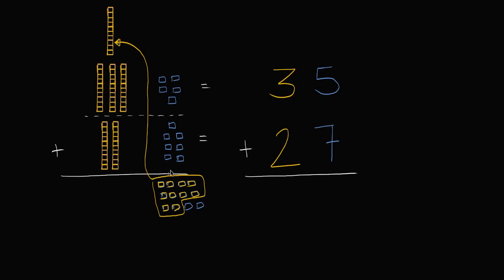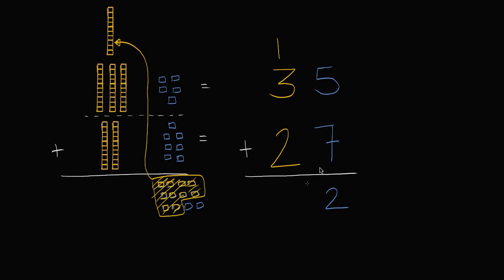Sometimes this is called carrying. So instead of writing 10 ones, I'm going to write it as 1 ten. So what does that do for us? Well, now I only have 2 ones in the ones place. But now I have one more 10 in the tens place.